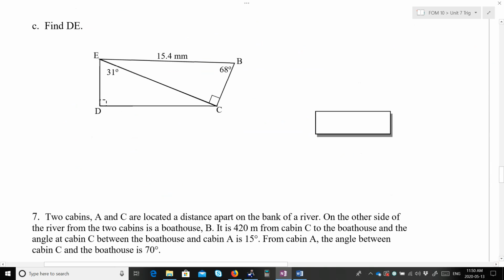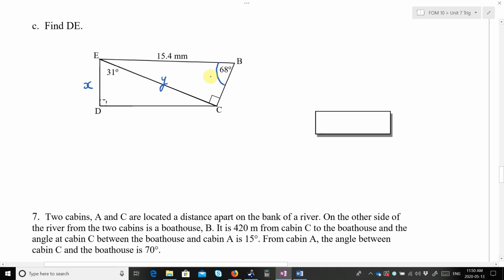Alright, in letter C, we're supposed to find DE, which is this guy here. And this is a stepping stone question because we have a side and an angle in this top triangle. So we could use that to get this side, which gets us into the next triangle, and then from the y we can get the x. That's why it's a stepping stone.